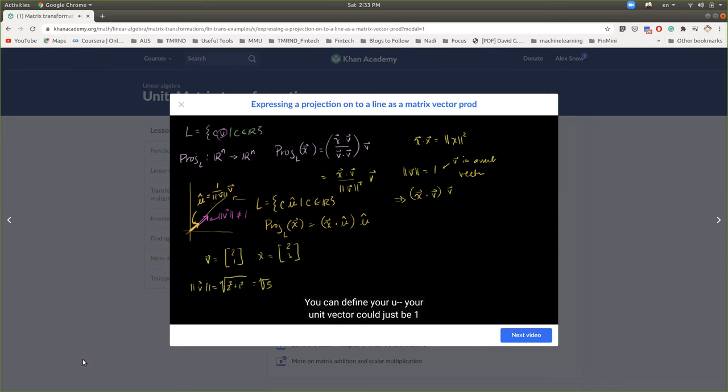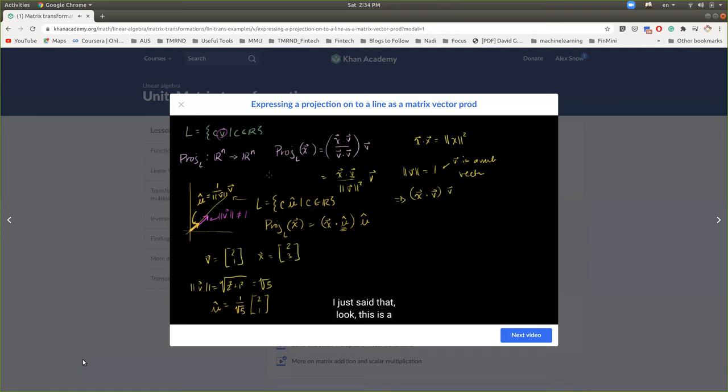And so you can define your unit vector as 1 over this times that guy. So it's 1 over the square root of 5 times 2, 1. You could multiply it out or not. You could just leave it in this form. But for any vector v, you can always find a unit vector that goes in the same direction, assuming that we're dealing with non-zero vectors. So you can always reduce anything like this to some other definition like this, where this is the unit vector version of your vector v up there.